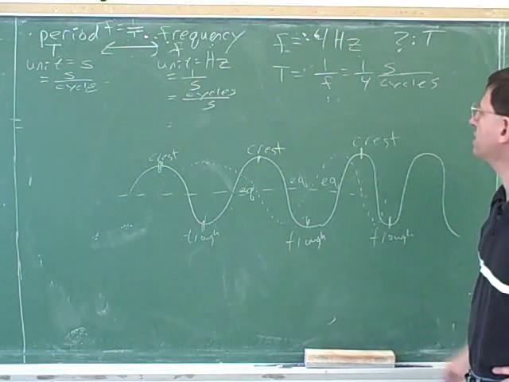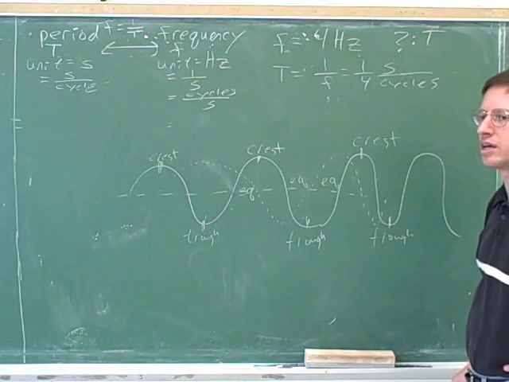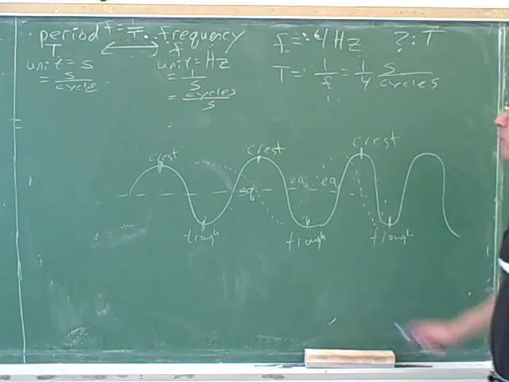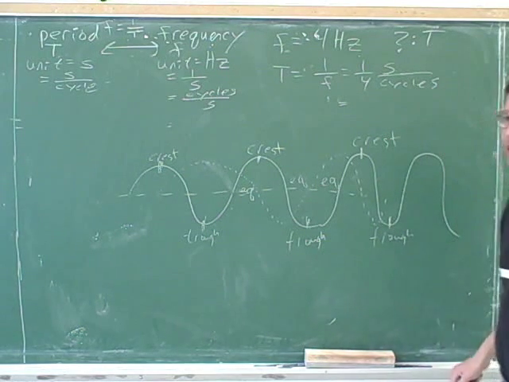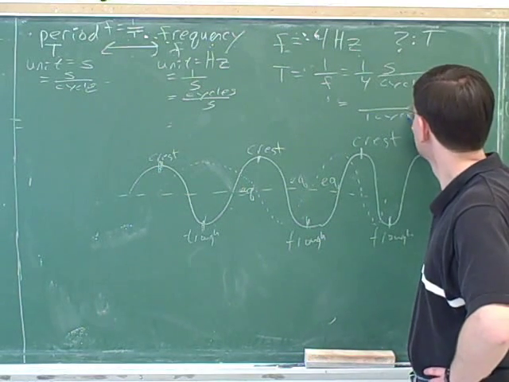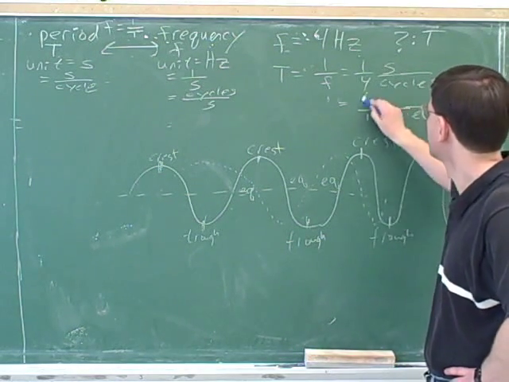So how would you interpret this period? For every 1 second, you can see 4 cycles. That's true. But what would be another way to interpret this? There's 1 cycle per 1/4 of a second.